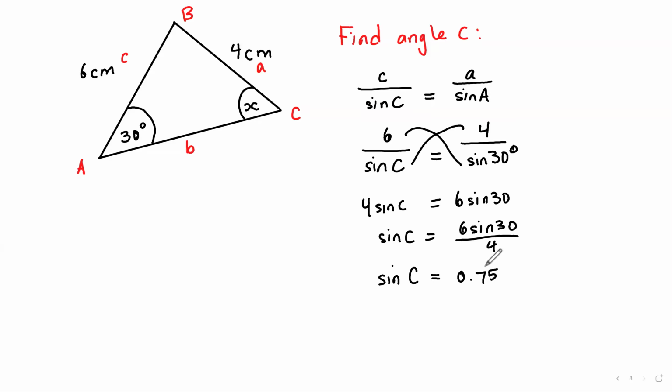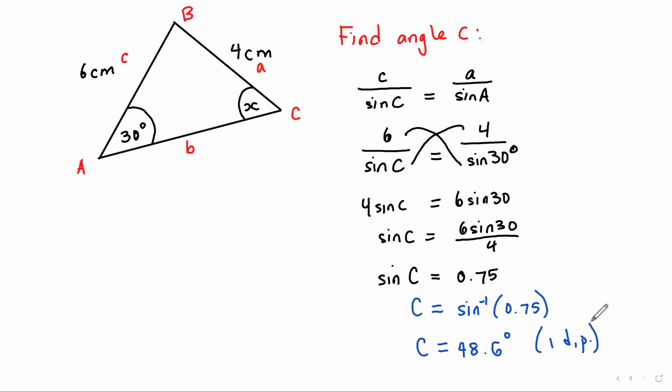Now remember, whenever you're finding an angle, you have to use the inverse function. So C would be equal to sine inverse of 0.75. So you do second function sine, and this will give you C equal to 48.6 degrees, taken to 1 decimal place.